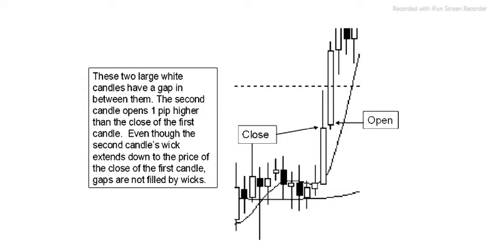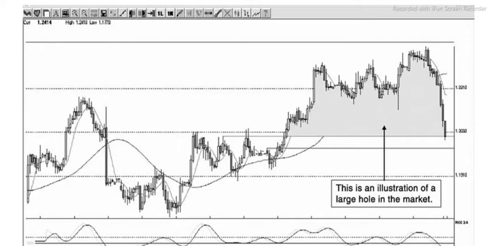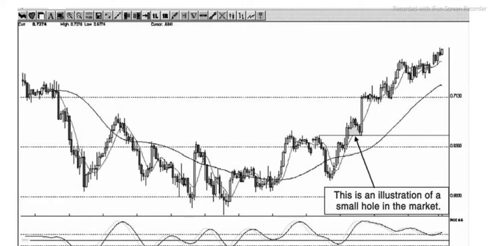Holes in the market, patterns that appear on chart, often have great significance. One of these patterns in particular is what I refer to as holes in market. This figure illustrates a hole in the market, the space between when an S90 becomes legal and the time the market reaches the S90 level. This figure is an illustration of a large hole in the market, and this figure is an illustration of a small hole in the market.